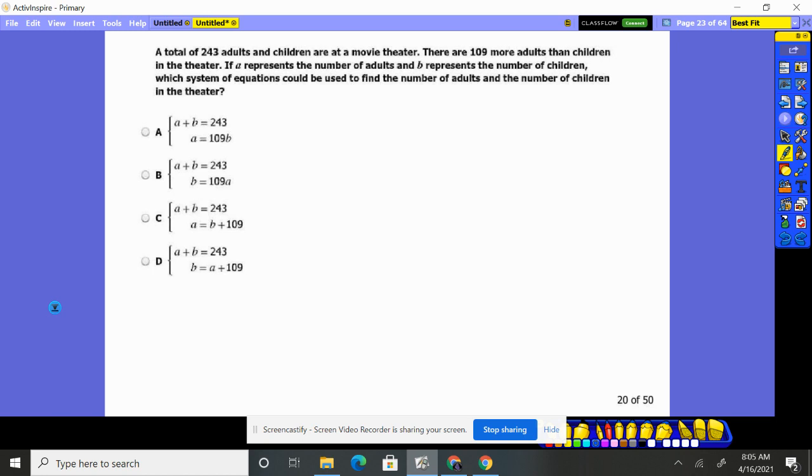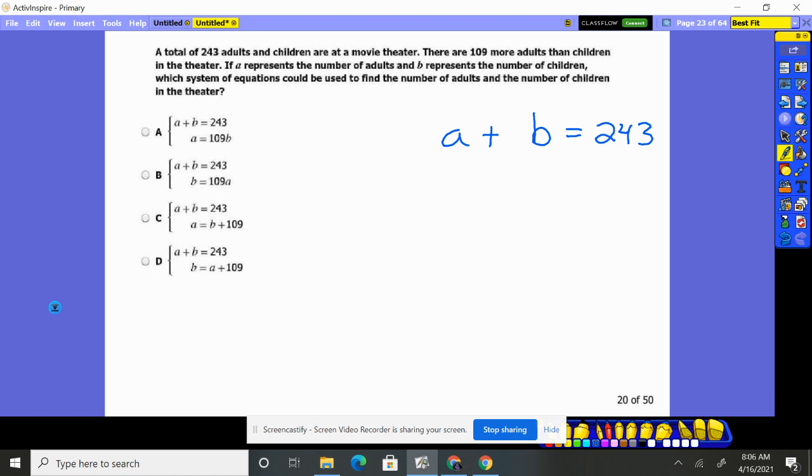So you have adults and children, 243 of you. So that right away means, hey, here's the adults, and they use B for children. I use C, but hey, they use B for the children. I know the number of adults, A, plus the number of children has to add up to 243. That's the first thing I get from that statement. A total of 243 adults and children are at a movie theater.